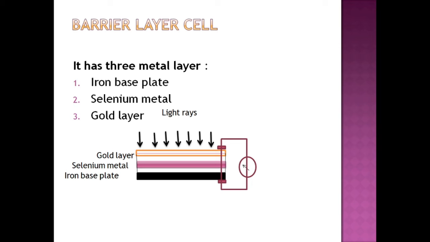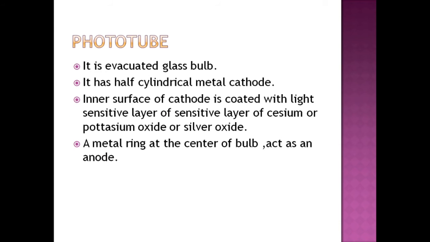Now move towards our second detector, that is the phototube. It is an evacuated glass bulb. It has a half cylindrical metal cathode. The inner surface of the cathode is coated with a light sensitive layer of cesium or potassium oxide or silver oxide.